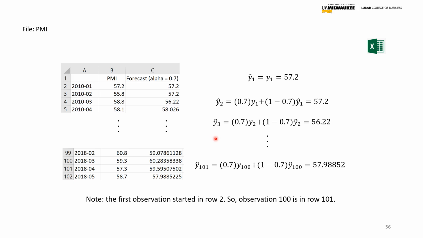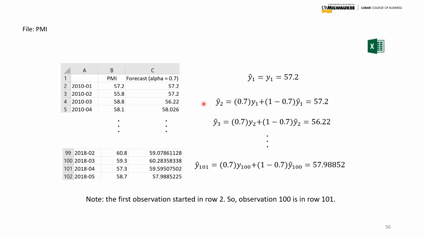In particular, the forecast of period 3 made in period 2 is 0.7 times the observed value in period 2 plus 1 minus 0.7 times the forecast of period 2. The observed value in period 2 is over here, 55.8. The forecast of period 2 is above here, 57.2. In the end, you get 56.22. You can see that value there.